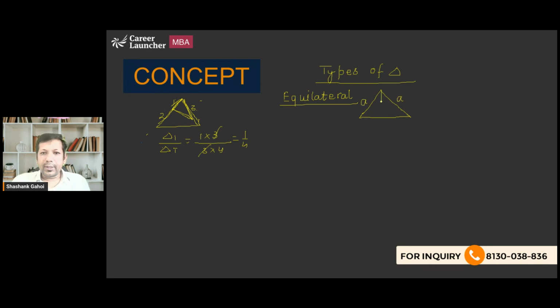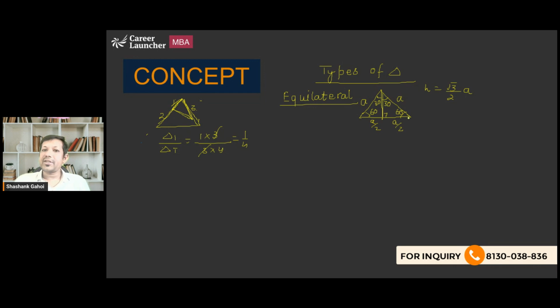Now, if you draw the perpendicular, let's say this is h. So h is equal to root 3 by 2 times a. Okay, so basically this angle is 60. This is also going to be 60. Now, when you draw the perpendicular, it bisects the base as well as bisects the angle. So this is going to be a by 2, a by 2. This is going to be 30, 30.